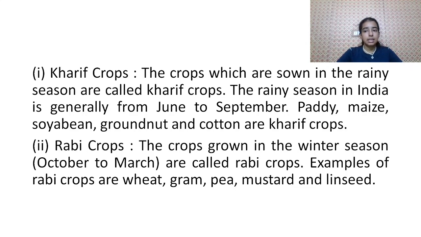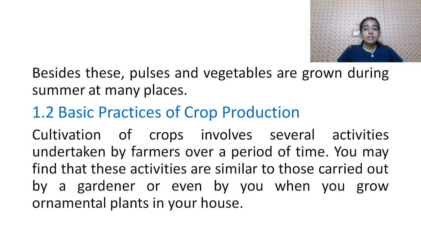The rainy season in India is generally from June to September. Paddy, maize, soybean, groundnut, and cotton are Kharif crops. Rabi crops. The crops grown in winter season, October to March, are called Rabi crops. For example, Rabi crops are wheat, gram, mustard, and linseeds. Besides these, pulses and vegetables are grown during summer at many places.